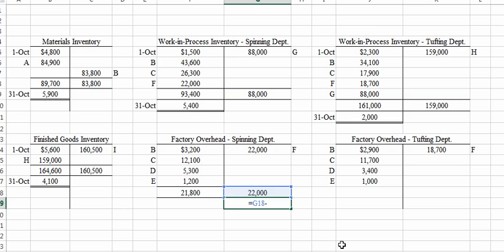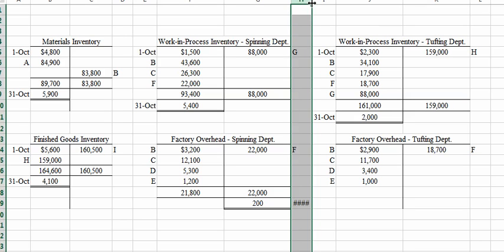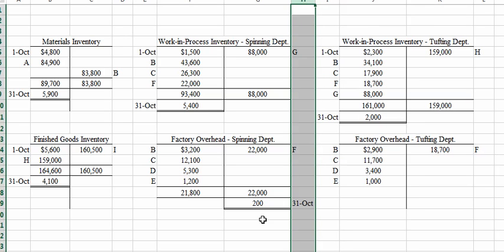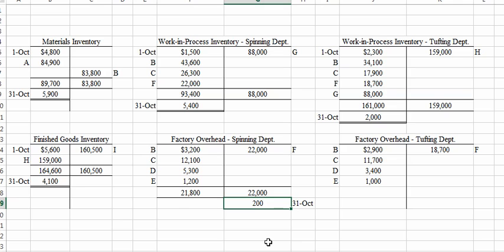Your book calls it over-applied. In all accounting texts, we'll call it over-applied overhead. Really though, applied, just in this case at least, means the same thing as estimated. What this means is we overestimated factory overhead in the spinning department by $200 for the month of October. It's really good. If you get within 200 on 22,000 when you're estimating overhead, that's a great job.